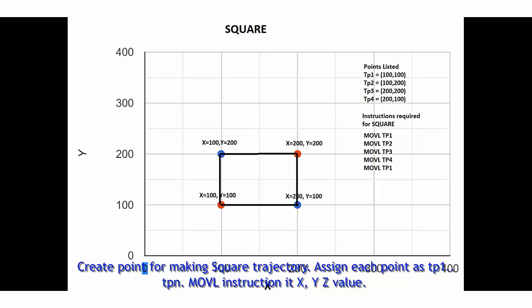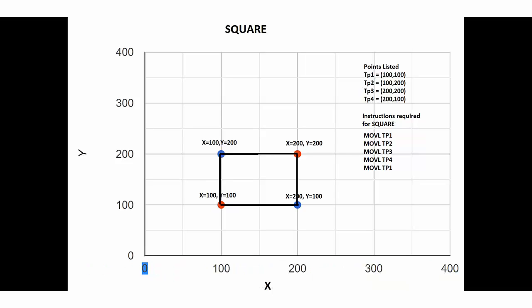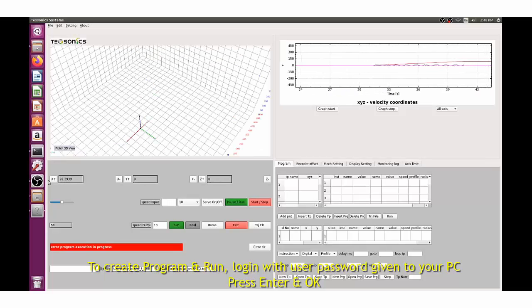Now we are going to make a square. To create a square, we need 4 points. Test points: TP1 100, 100; TP2 100, 200; TP3 200, 200; TP4 200, 100. Now I'm going to use the instruction MoveL TP1. When you type MoveL TP1, the gantry robot will move to that red color point 100, 100. When you type MoveL TP2, it will move from 100, 100 to 200, 100. When you type the next, 200, 200, then again it will move to the next point. Like that, it will move to all the points.